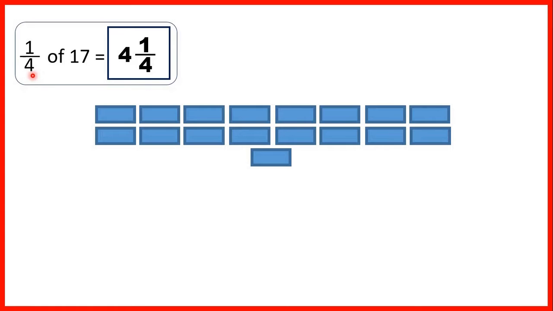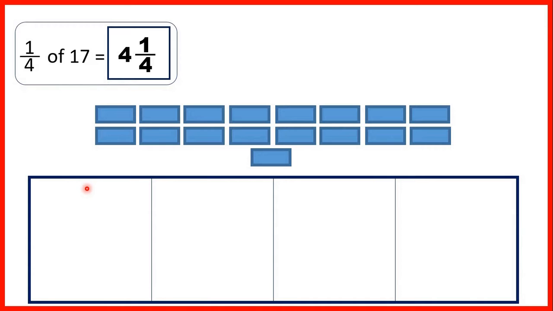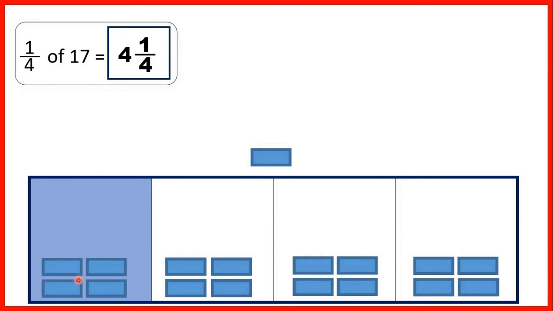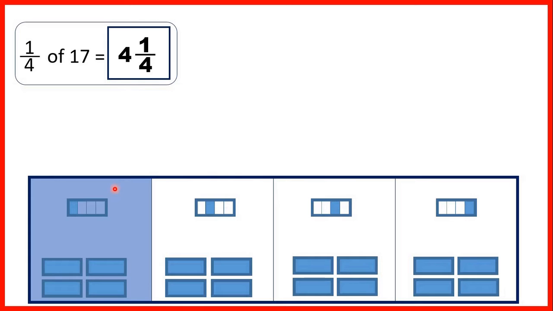Then we needed to find 1/4 of 17, so we can show a fraction bar split into quarters, and we're finding 1/4. We can share out 16 blocks with 4 in each group, so 4 is our whole number, and then we can split this remaining block into quarters because we're finding 1/4. So with those 4 quarters, if we share those out, we have 1/4 in each group, so that gives us 4 and 1/4 as our answer.